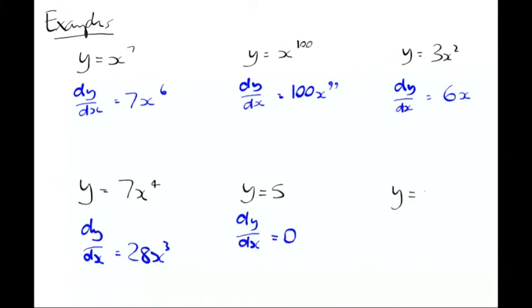Y equals x to the 3 over 2. Bring the power down to the front, knock one off the power, it works exactly the same here. We get dy by dx equals 3 over 2, x to the half.